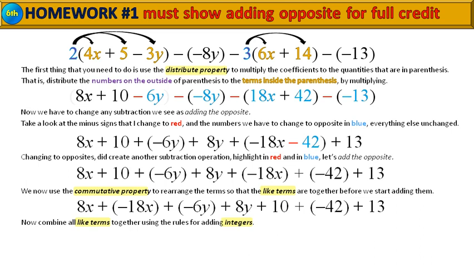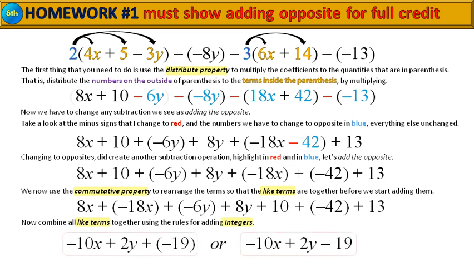Now, combine all like terms together using the rules for adding integers. That means if the signs are different, subtract them and use the sign of the larger appearing number. If the signs are the same, just combine them to create a larger positive or larger negative number.